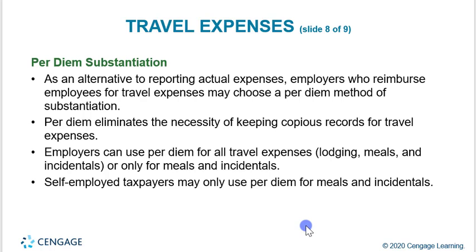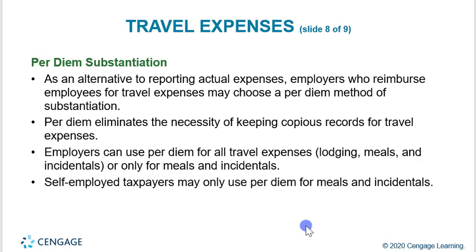So, per diem substantiation. As an alternative to reporting actual expenses, employers who reimburse employees for travel expense may choose a per diem method. Per diem eliminates the necessity of keeping copious records for travel expenses. Employers can use per diem for travel expenses, lodging, meals, and incidentals, or only for meals and incidentals. Self-employed taxpayers may only use per diem for meals and incidentals.